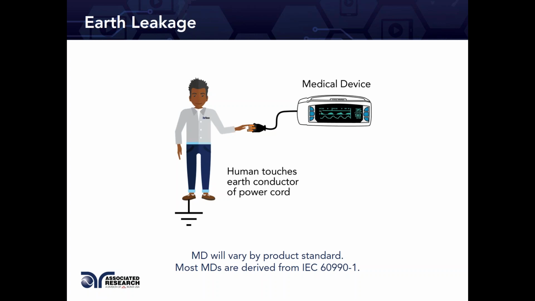So going back to the earth leakage tests, it's the overall leakage current that flows from the protective earth conductor of any device back to earth ground. And in this case, the human being is basically representing the measuring device circuit model.